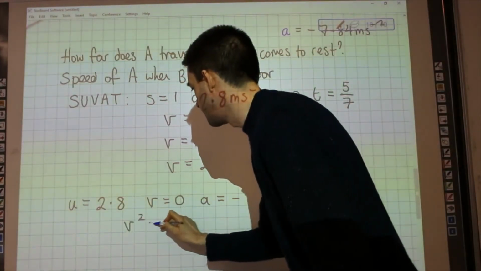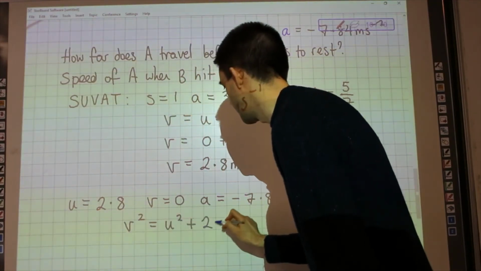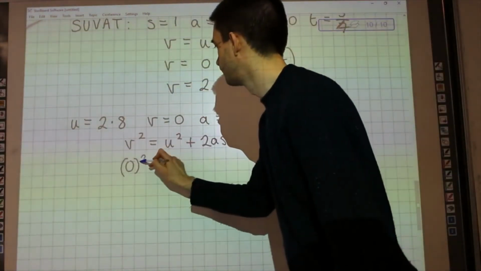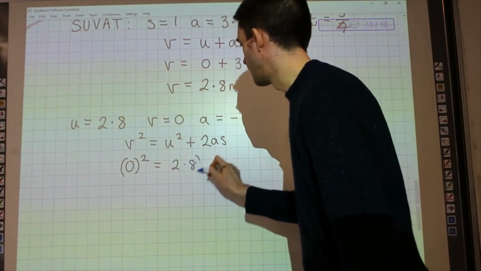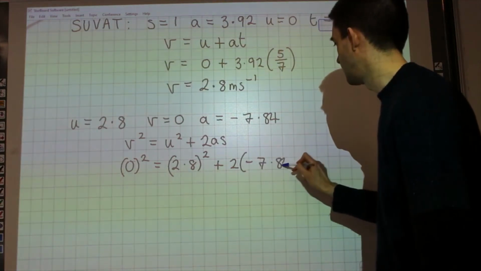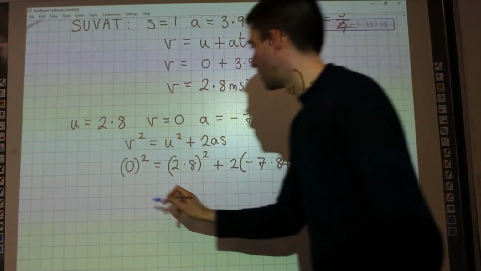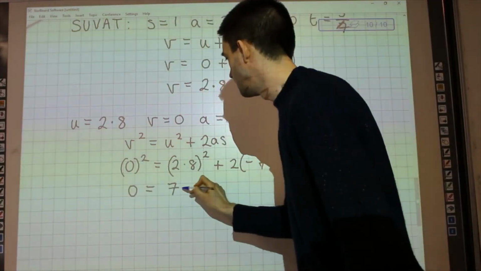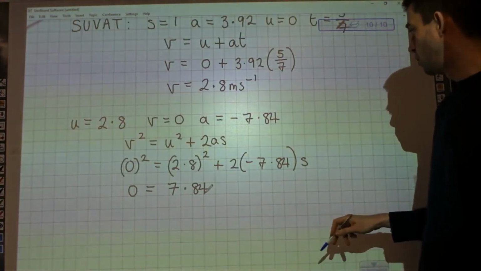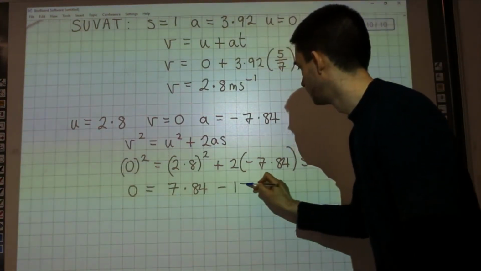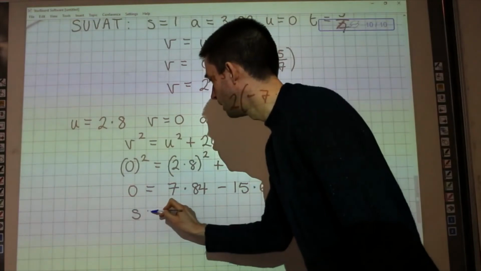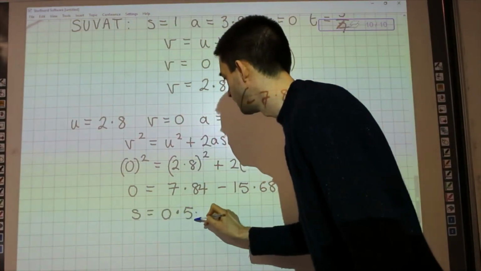So we're going to use V squared equals U squared plus 2AS. So 0 squared equals 2.8 squared plus 2 times by negative 7.84 times by S. 2.8 squared is 7.84. 2 lots of 7.84 is 15.68, minus 15.68 S, and S comes out rather beautifully as 0.5 metres.